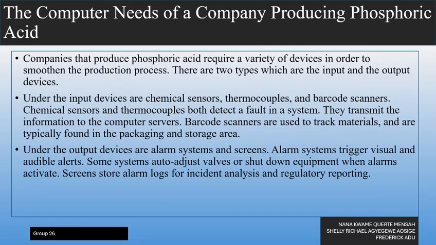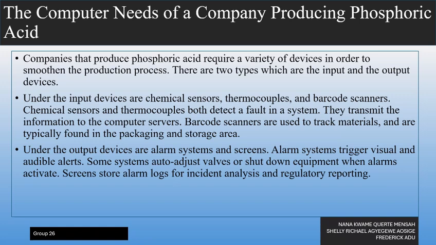Now let us dive into the computer needs of the company. In our present day and age, every company has some basic computer devices that enable the company to carry out operations smoothly and successfully, and this company is no different. In the production of phosphoric acid, there are a variety of devices that are required in order to smoothen the production process, and these devices can be grouped into input devices and output devices.